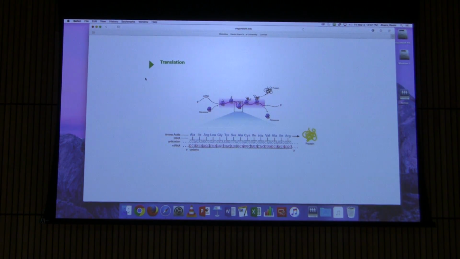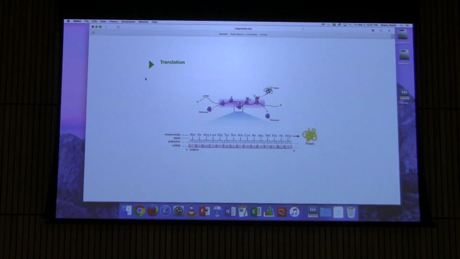Now, that very first step, that attachment of the amino acid to the transfer RNA, that's the only part of the process that requires ATP. Everything that happens in the ribosome requires GTP. So GTP energy is a very essential thing for the process of translation.